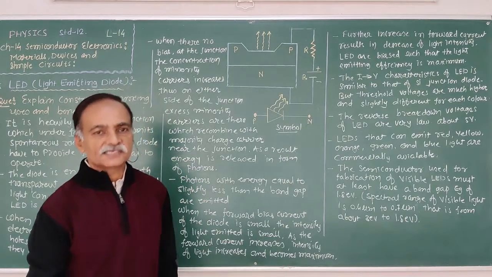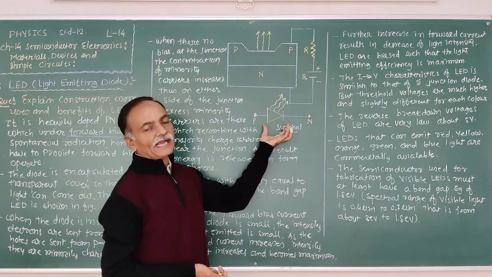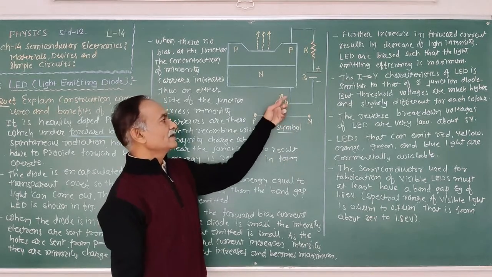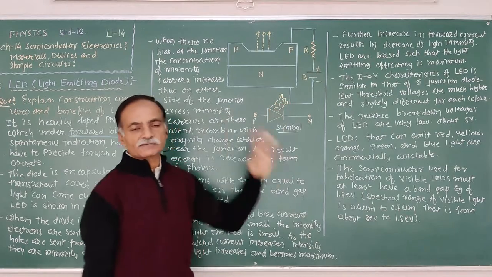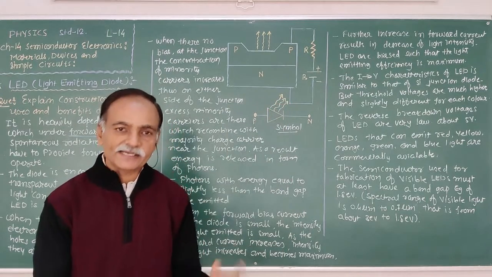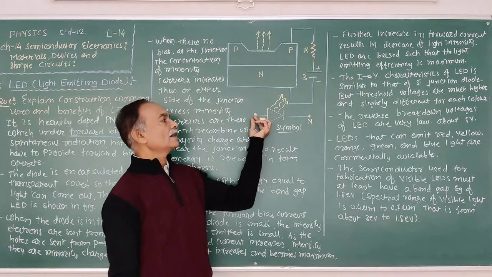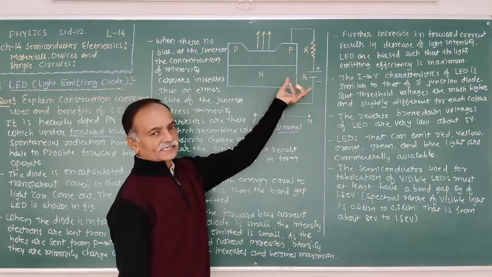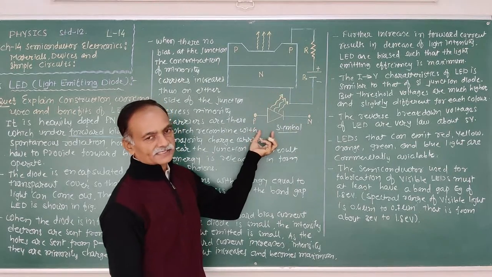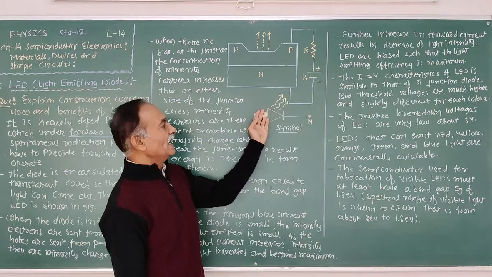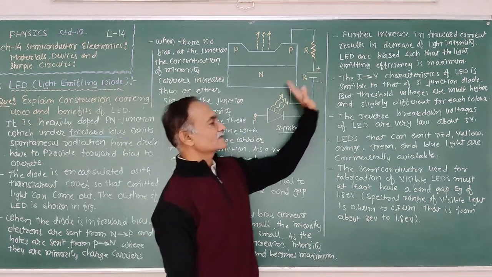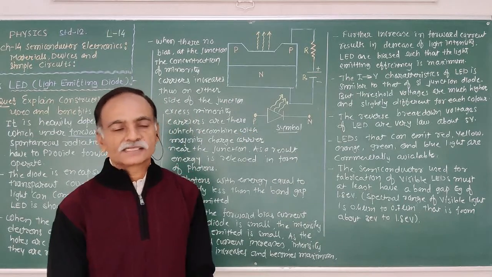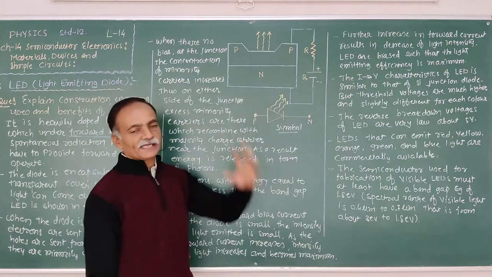Now the symbol of the light emitting diode is the same as the photodiode, but in the photodiode the arrows point towards the PN junction diode, while in the light emitting diode the arrows come out from the PN junction diode. So here it is the outward direction, while in the photodiode it is the inward direction. Here the light is emitted from the PN junction diode, therefore the arrow of radiation is outward. That is the symbol of the light emitting diode.